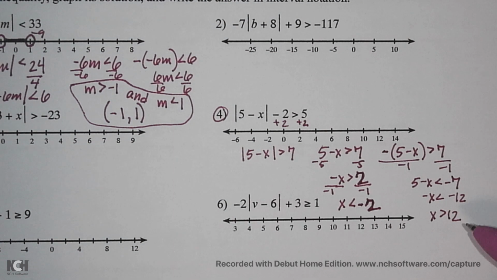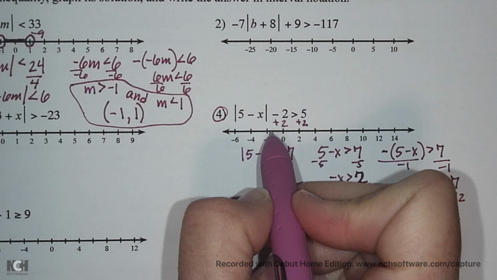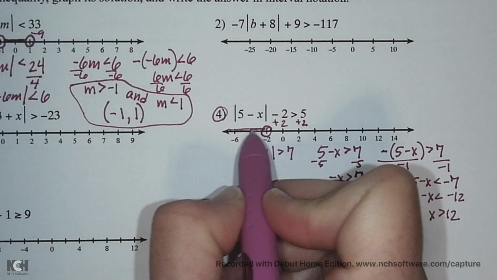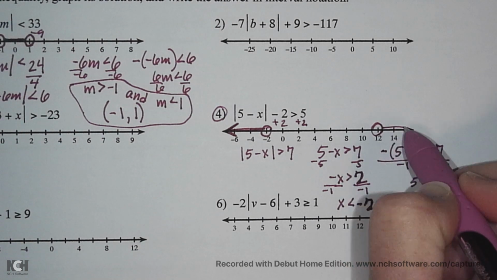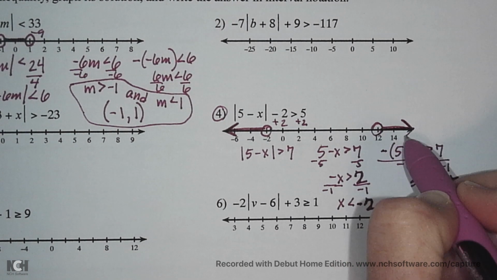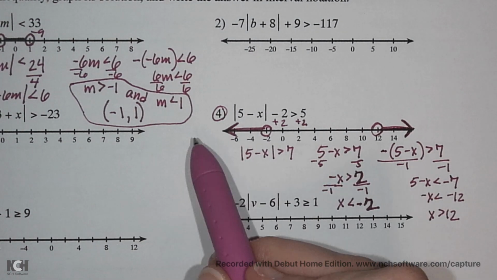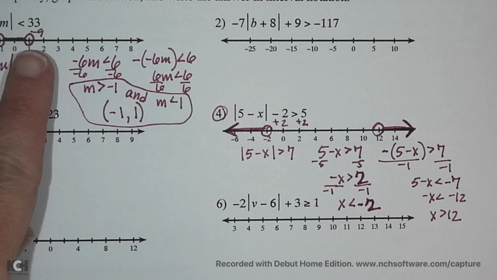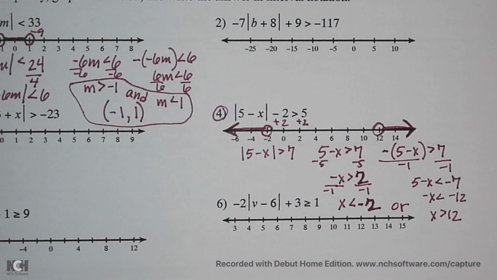So let's look at this on the graph. We have x is less than negative 2. So let's do our open circle and go that way for less than. And we have x is greater than 12. Again, open circle, and this time we're going this way. All right, so when you have the graphs that go two different directions, instead of meeting in the middle, you need to do the or. So we'll write or in there.